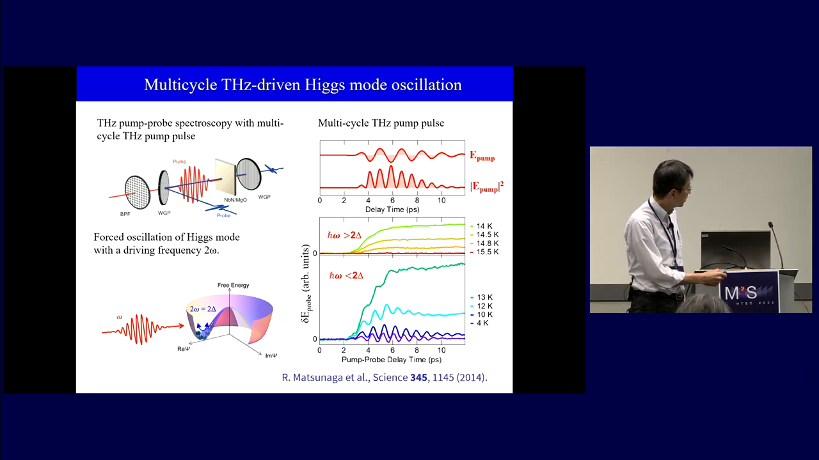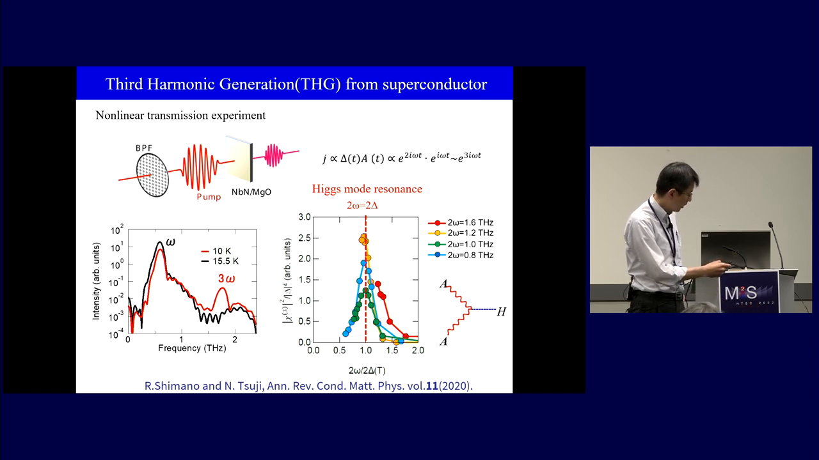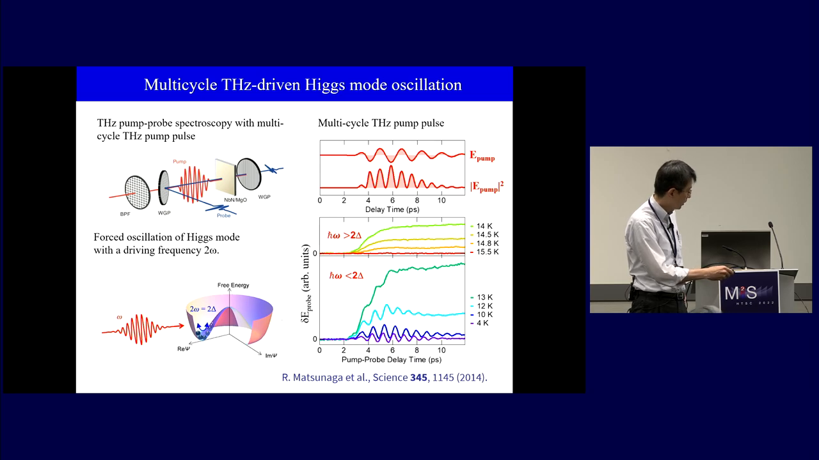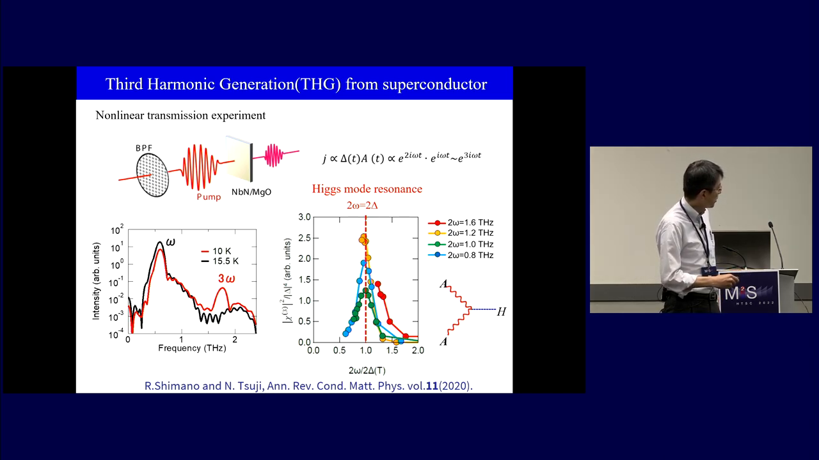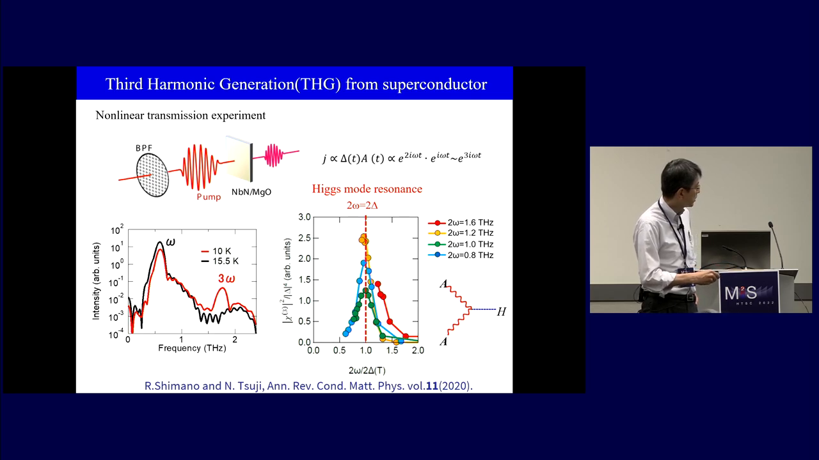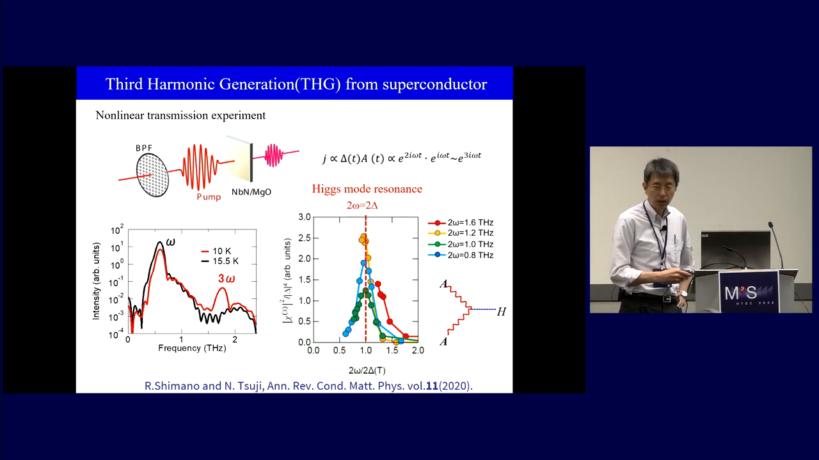It turns out that when this 2 omega oscillation is induced, at the same time we can see the third harmonic generation below TC. This is the incident, and below TC, the 3 omega component jumps up. And if we tune the temperature while fixing this frequency, you can see this resonant peak at 2 omega equal 2 delta. To see this, you have to normalize this third harmonic intensity by the other parameter. But anyway, at any incident frequency, you can see this 2 omega equal 2 delta resonance. And it turns out that this is a Higgs mode resonance.